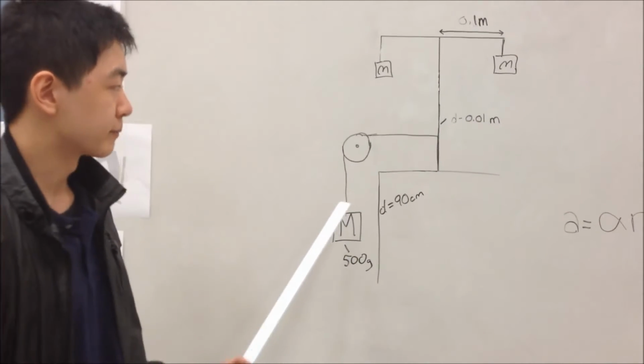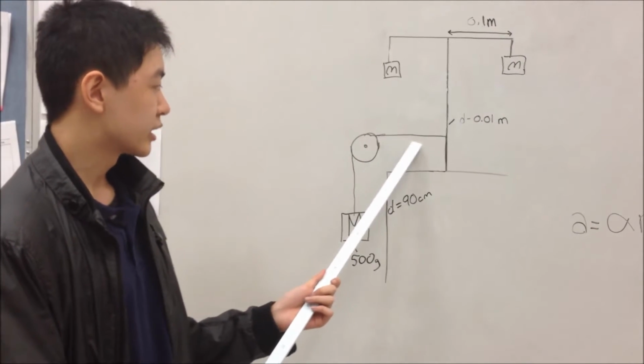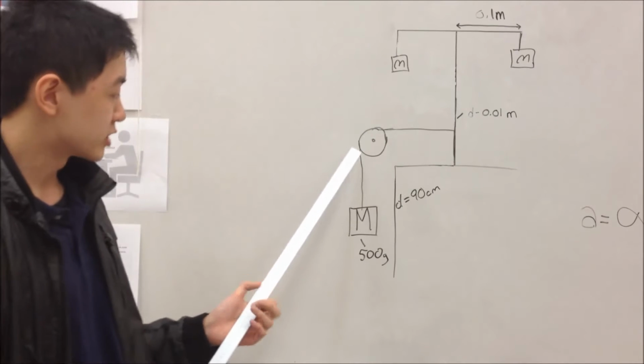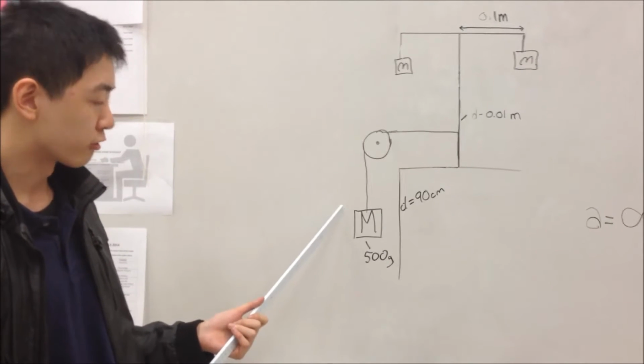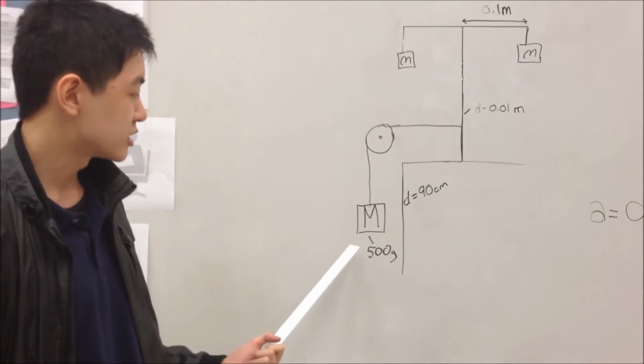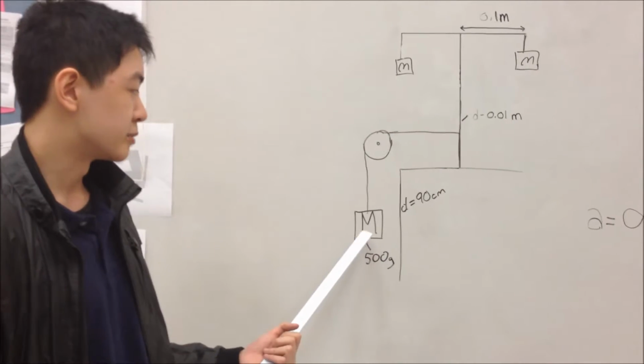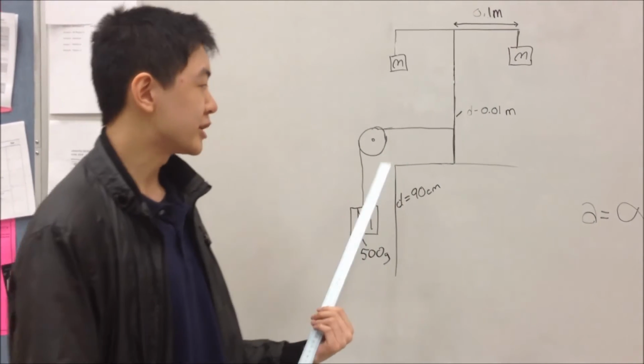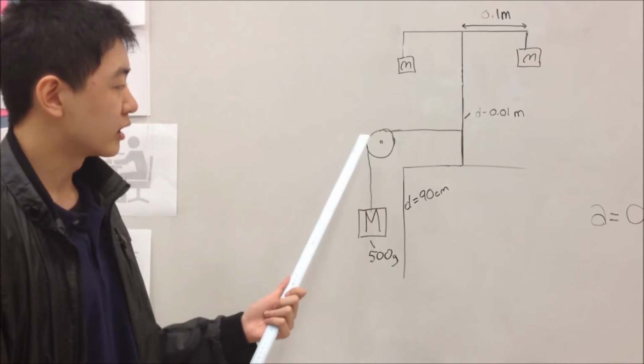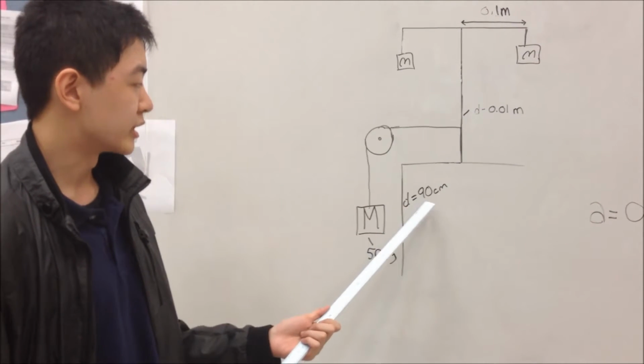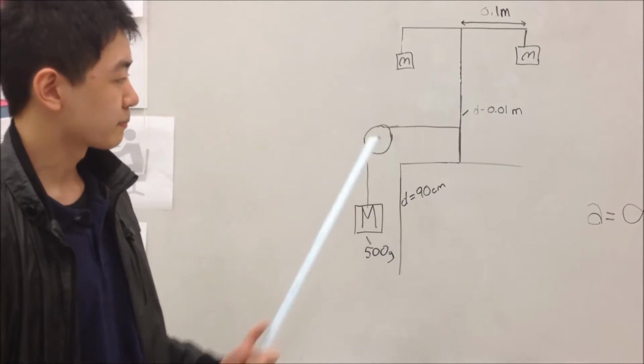or 1 centimeter. Here is a string connecting the rod to the pulley, which is connected to our hanging or falling mass, which is at a constant 500 grams and is labeled big M. Now we should mention that the falling mass is hung at a height, or distance, of 90 centimeters.